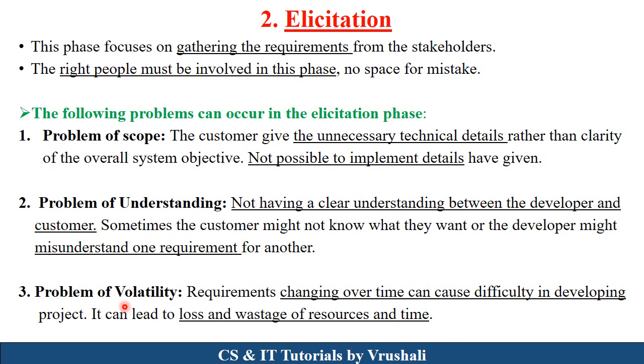And the last one is the problem of volatility. Means customer requirements are continuously changing. That's why it is very difficult to develop a particular project. That's why there is a loss and wastage of resources and time. So basically these 3 problems occur in elicitation: problem of scope, problem of understanding and problem of volatility.